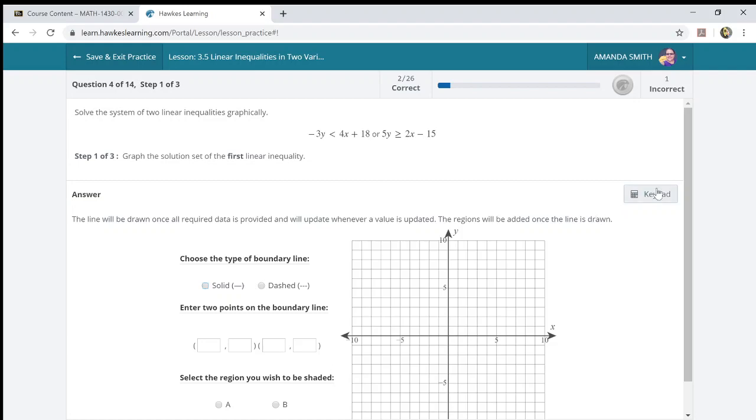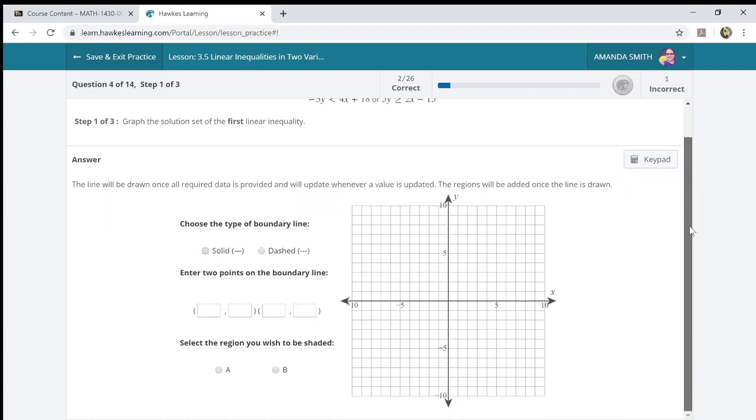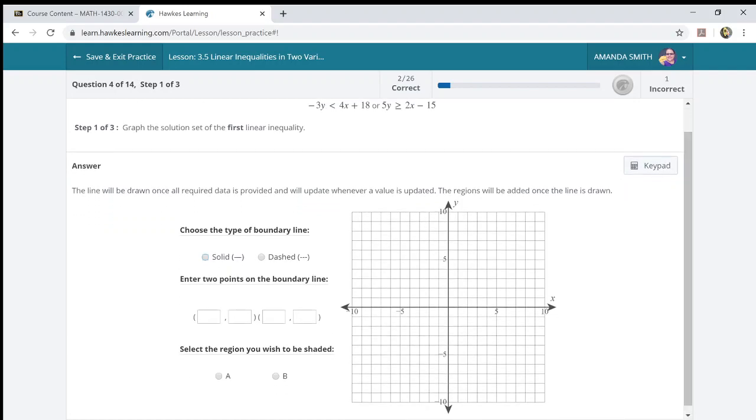So it's asking me right now to graph the first linear inequality, which was the one that we had done in red. And so we had said on the red one that it was going to be a dashed line and that the intercept was 0, negative 6. And so I will get that on there. And we also said the slope was negative 4/3, which means down and right. But I'm going to run out of space. So instead of going down and right, I'm going to go up and left.